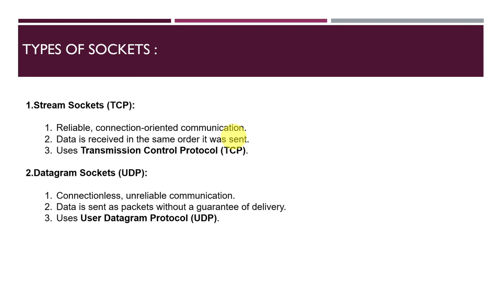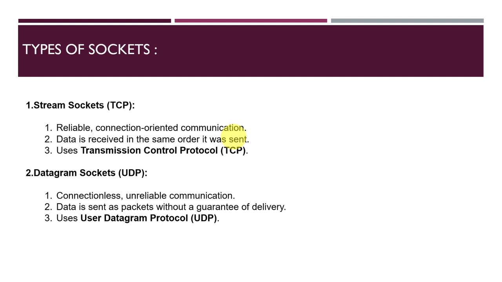Then there are two types of socket. One is the stream socket, second is the datagram socket. So what is a stream socket? A stream socket is reliable, connection-oriented communication. Second, data is received in the same order it was sent. And third, it uses the Transmission Control Protocol, that is TCP. These are the properties of TCP, so we can say the stream socket uses the TCP protocol.